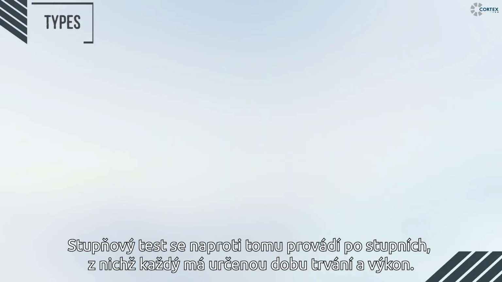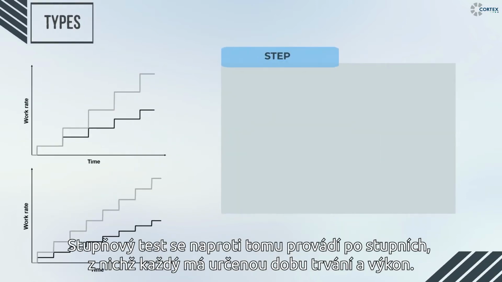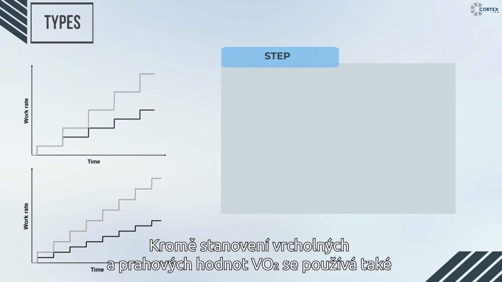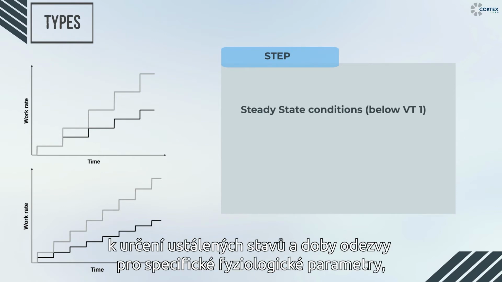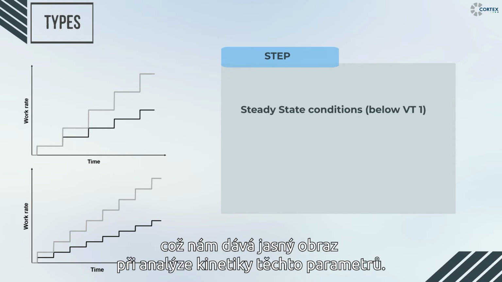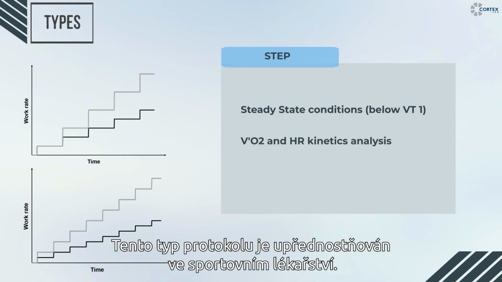On the other hand, a step test is performed in stages, where each stage has a specific duration and power output. Other than determining the VO2 peak and thresholds, a step test is also used to identify steady states and response time for specific physiological parameters, thus giving us a clear picture when analyzing the kinetics of those parameters. This protocol method is favored from the sports medicine profession.